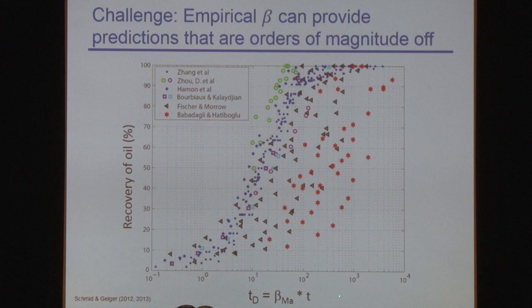Look carefully, all these blue dots sort of follow about the same line, and this is because this is the data for which this beta, the Ma coefficient, was developed. But then there are other data, these triangles and the stars, where you are orders of magnitude off in your predictions.